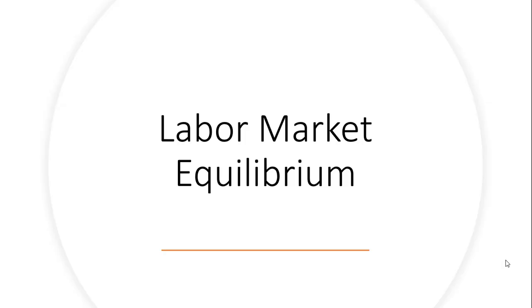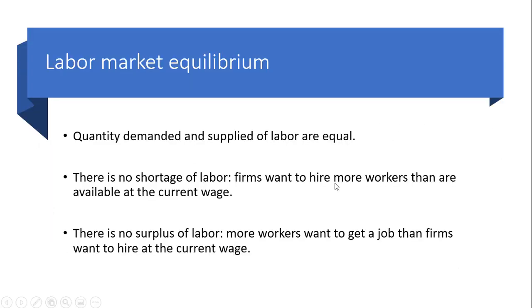In part two of competitive labor markets, we're going to look at equilibrium. Labor market equilibrium occurs where the quantity demanded and supplied of labor are equal. There's no shortage of labor.